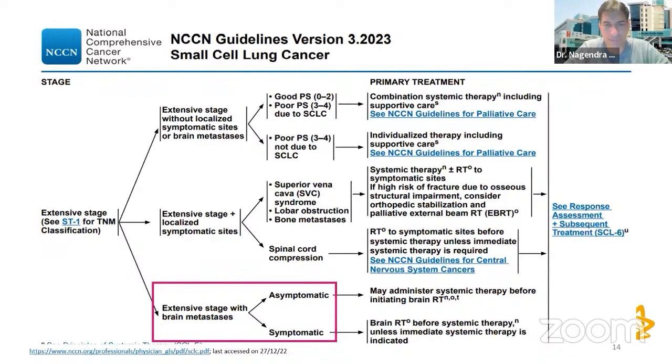For extensive stage small cell carcinoma with brain mets, we have to see whether they are asymptomatic or symptomatic. If they are asymptomatic, we consider systemic therapy before initiating brain RT. For symptomatic patients, brain RT before systemic therapy, unless immediate systemic therapy is indicated.